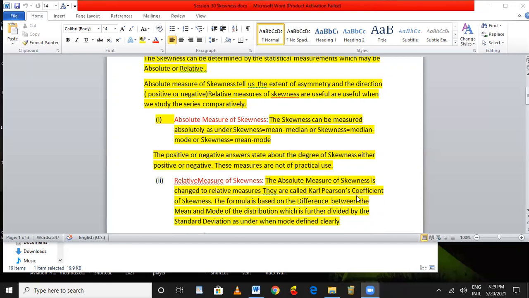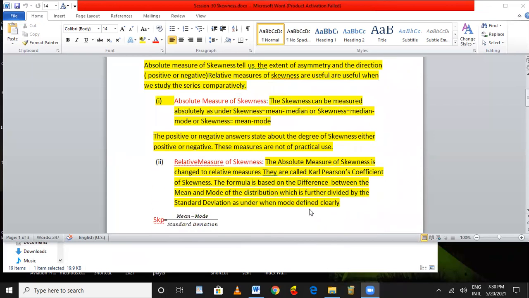They are called Karl Pearson's coefficient of skewness. According to Karl Pearson, it has been changed. The formula is based on the difference between the mean and mode of the distribution, which is further divided by the standard deviation. When the mode is defined clearly, then skewness is equal to mean minus mode over standard deviation.